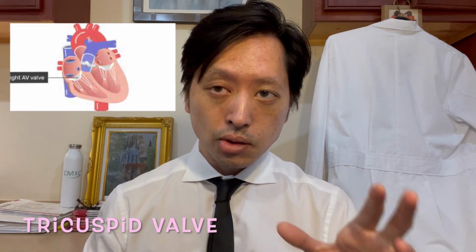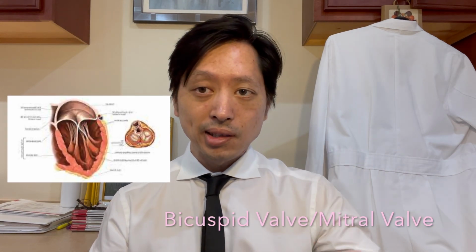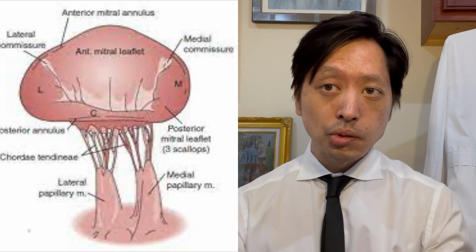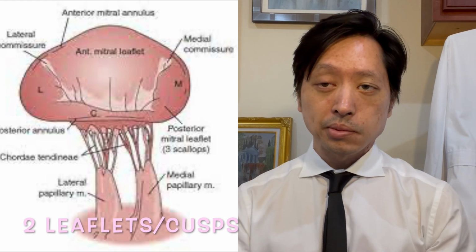The atrioventricular valve on the right side is called the tricuspid valve, right? Tri means three, and that's because there are three leaflets on the tricuspid valve. So tricuspid, three leaflets. And the left atrioventricular valve is called the bicuspid valve. Can you guess how many leaflets there are over here? Bi means two, right? So the bicuspid valve has two leaflets. Another name for the bicuspid valve is the mitral valve, so we can call the bicuspid valve the mitral valve also.